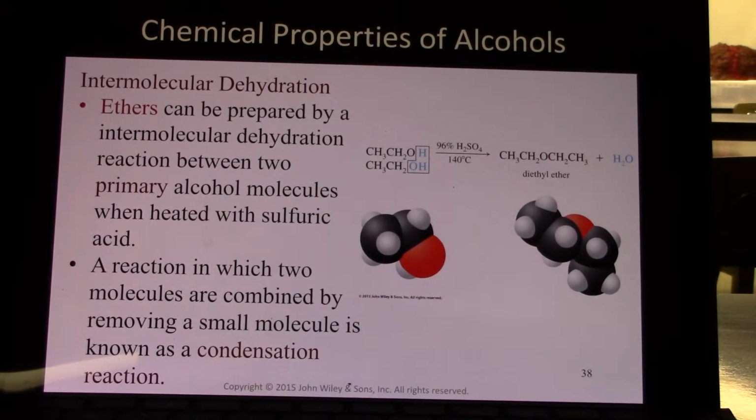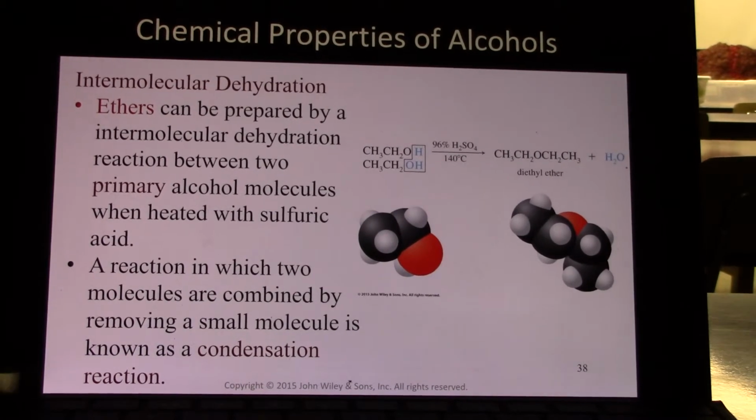Intermolecular dehydration. Ethers can be prepared by an intermolecular dehydration between two primary alcohol molecules when heated with sulfuric acid. And basically two alcohols react to form an ether and water. So this is a dehydration synthesis. Also sometimes called a condensation reaction because you're spitting out a water molecule.